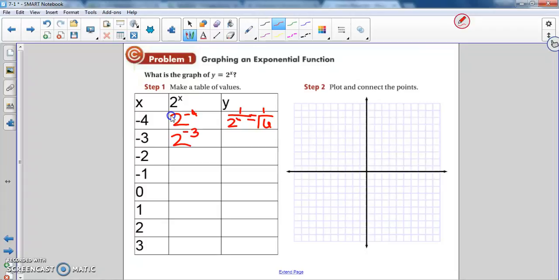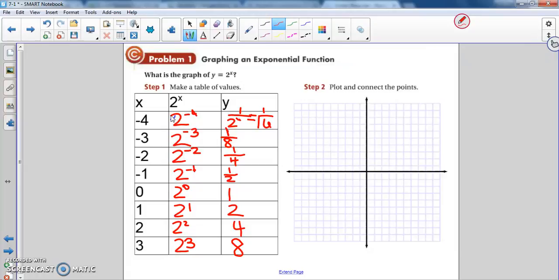2 to the -3rd power is 1 over 8. 2 to the -2nd is 1 over 4. 2 to the -1st is 1/2. 2 to the 0 power, anything to the 0 power is 1. 2 to the 1st power is 2. 2 to the 2nd power is 4. And 2 to the 3rd power is 8. We then have to plot and connect our points.